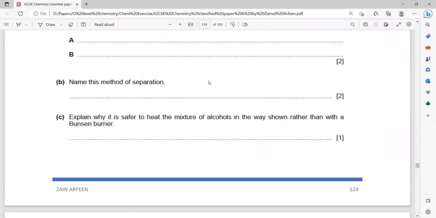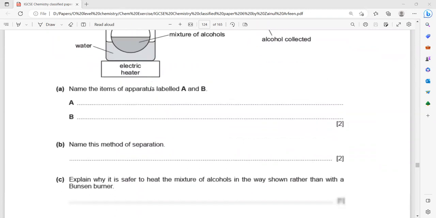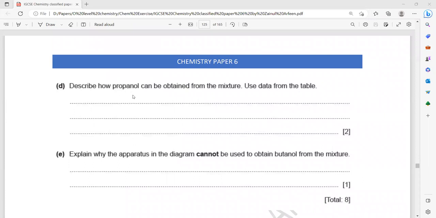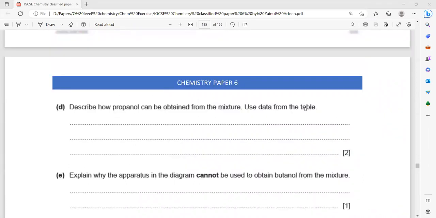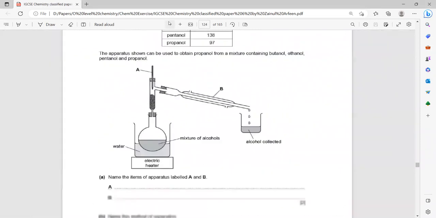Explain why it is safer to heat a mixture this way. Because alcohol is flammable. Alcohol is a flammable liquid. That's why we use an electrical heater or a water bath here, rather than exposing it directly to a flame. Next: describe how propanol could be obtained from a mixture, using data from the table. How can we obtain propanol from this?